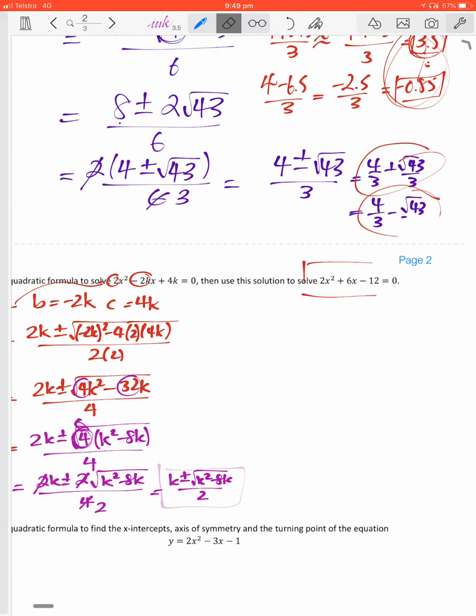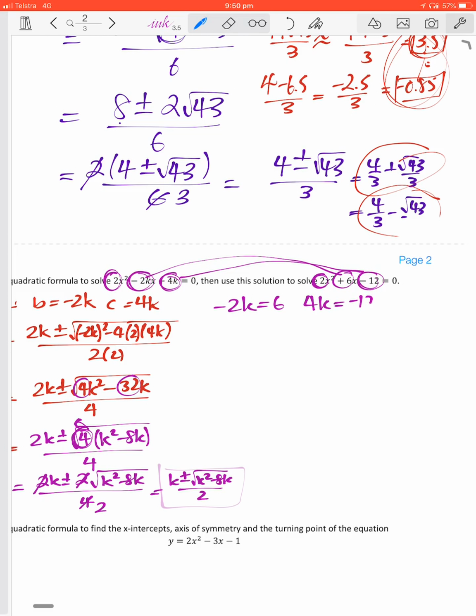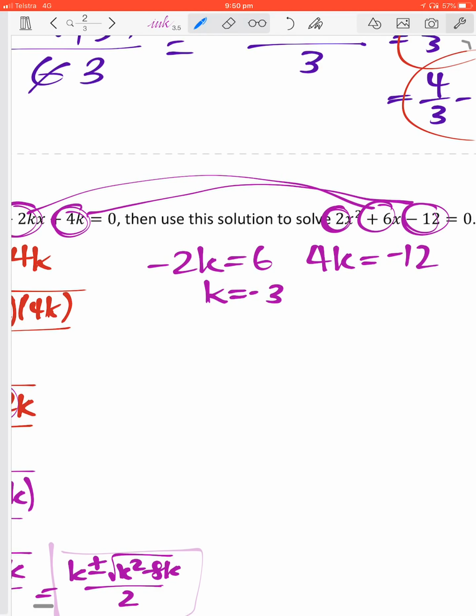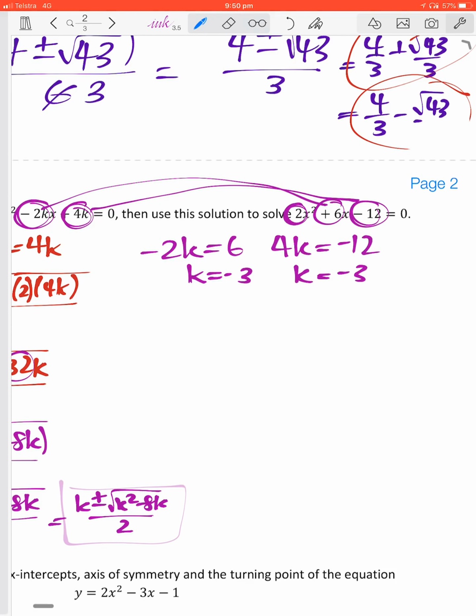What they want you to see in this question is to go, okay, here I've got a 2, here I've got a 2, here I've got a -2k, and here I've got a +6. So we know -2k has to equal 6. We know that 4k has to equal -12. So if we check them, here I get k is equal to -3 when I divide the -2 across, and I also get k is equal to -3. So it's the same for both.